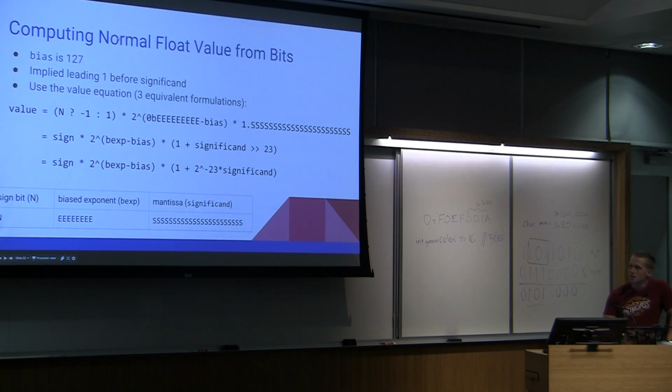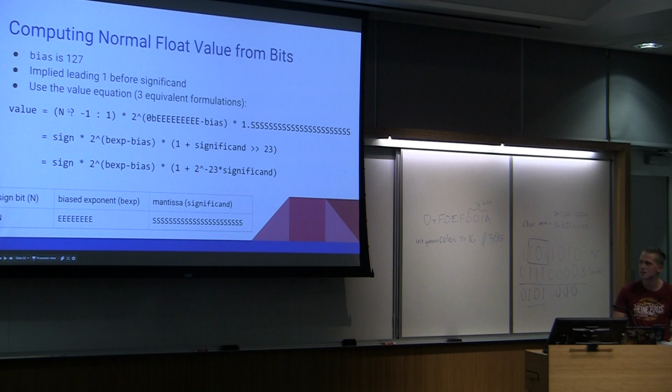And because the number is normal, on this slide we have an implied leading 1 before the significand. So we're going to use this value equation to figure out the value of the float. These three ways of writing it are totally equivalent. I just wanted to write three different ways of looking at the problem in case one of them was more confusing than the others. First we look at the sign bit, which is the one in the most significant column. If the sign bit is turned on, the number is going to be negative, so we'll multiply it by -1. Otherwise, the number is going to be positive.